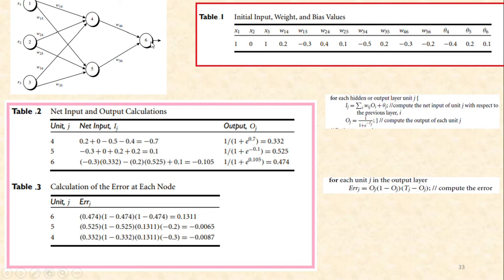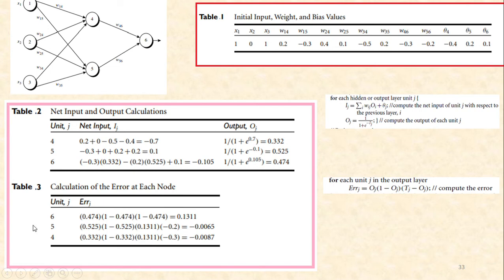The expression for the error in the output layer is different from the expression for the neurons in the hidden layers. So now let's look at the error with respect to the output layer. Error j is equal to Oj into 1 minus Oj into Tj minus Oj. Tj is nothing but the target given in the question. The target value or the output value is 1.